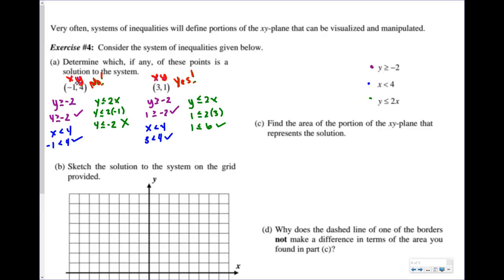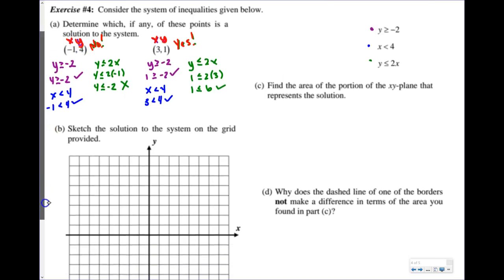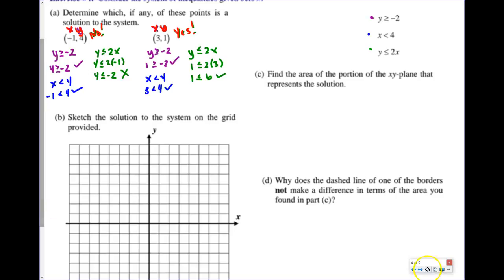Alright, letter B now says sketch the solution on the grid. So we have to sketch each of these graphs. So the first one I'm going to sketch is y is greater than -2. So remember, for y is greater than -2, this is a horizontal line.